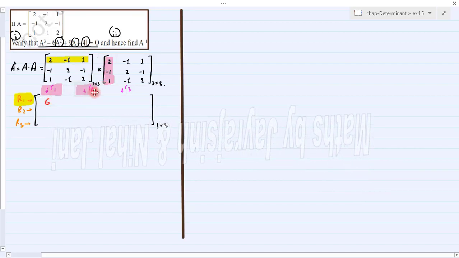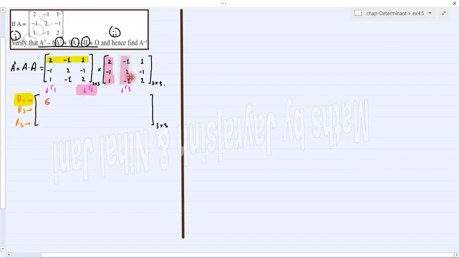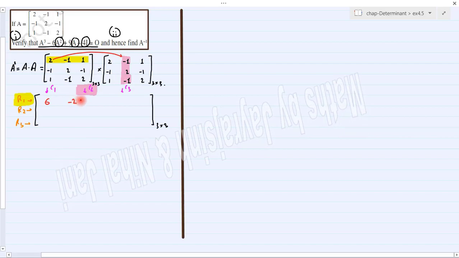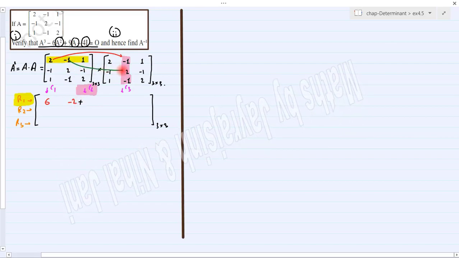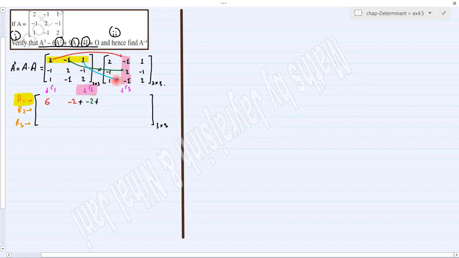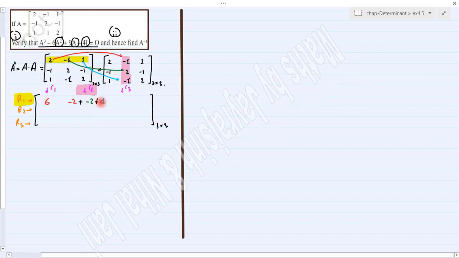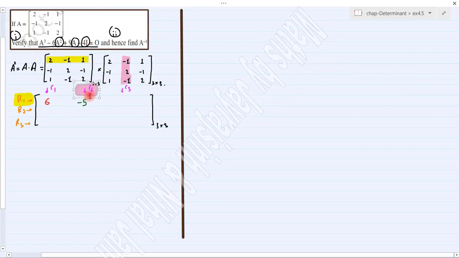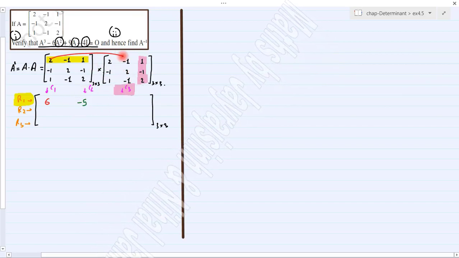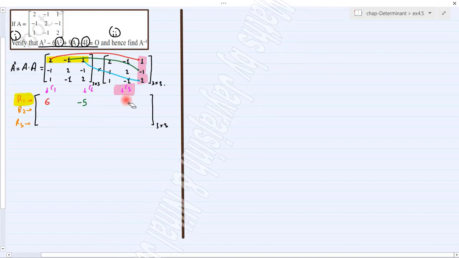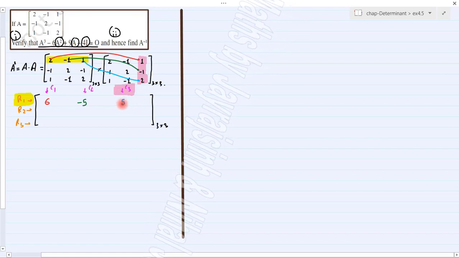Then second element is in second column. So 2 minus 1s are minus 2 plus minus 1 2s are minus 2 plus 1 minus 1s are minus 1, which will give us minus 5. Then the last element of first row is in third column, which will give us 5.